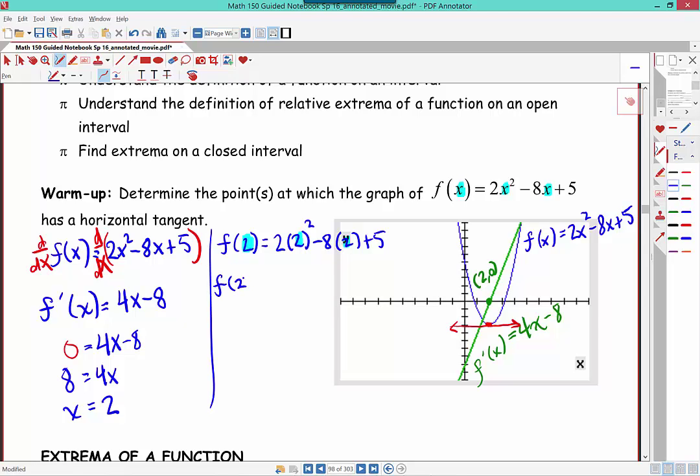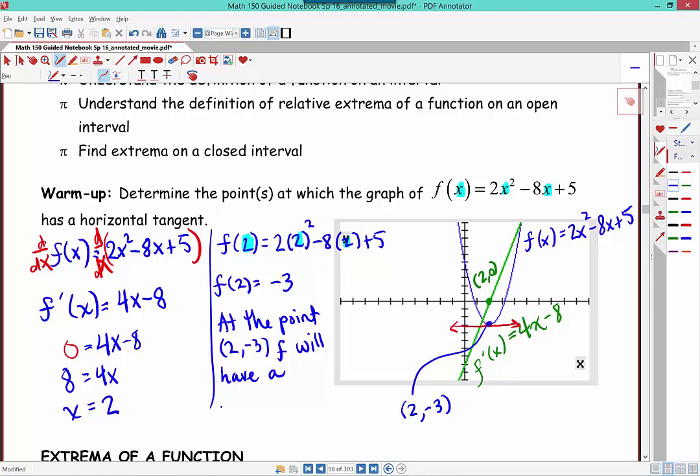So f of 2 is going to be, let's see, 2 squared is 4, so we'll have 8 minus 16 is negative 8, plus 5 is negative 3. So the ordered pair where the horizontal tangent occurs on the original function is (2, -3). Okay, so let's answer the question in words: at the point (2, -3), f will have a horizontal tangent. Okay? Awesome.